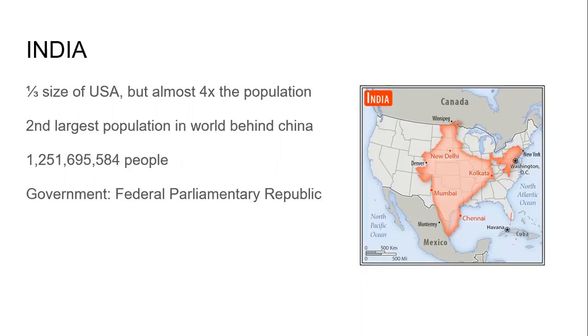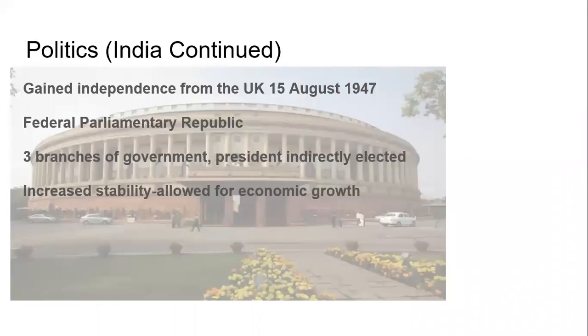And the government is a federal parliamentary republic. We'll talk a little more about that, where it means they have 3 branches of government, similar to the US, and the president is actually elected through electoral colleges, but the legislative branch does have quite a bit of power as well in enacting laws, and is representative of the states and the people.